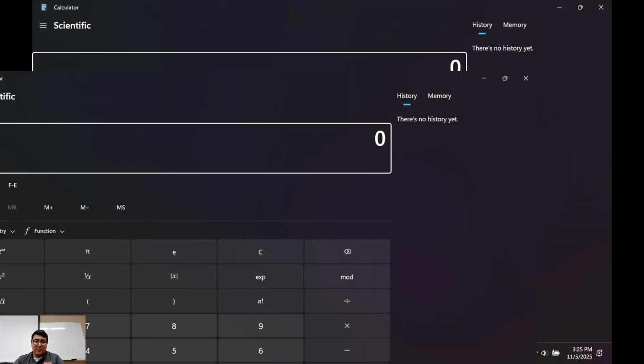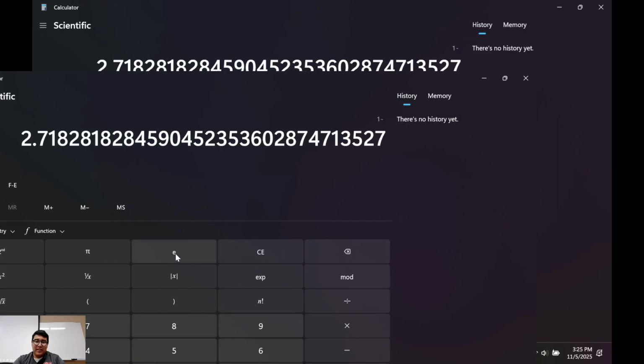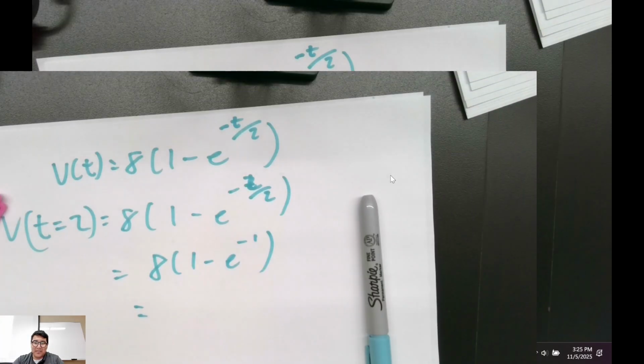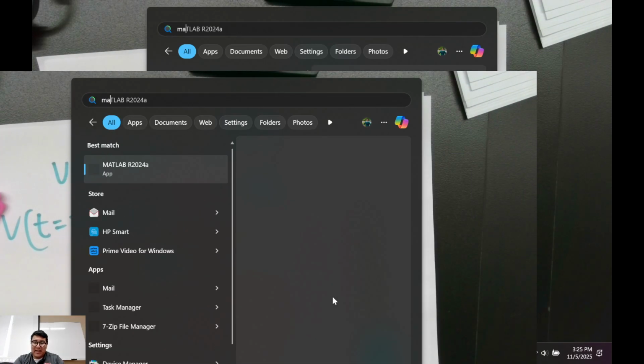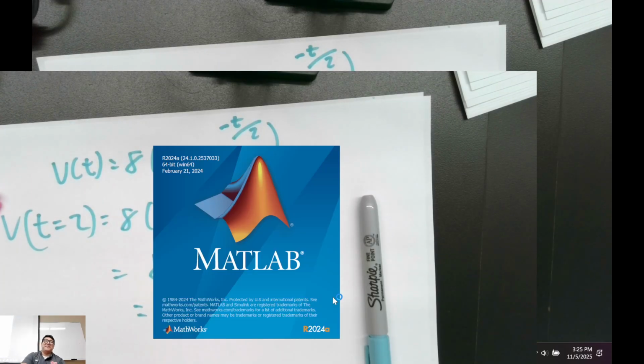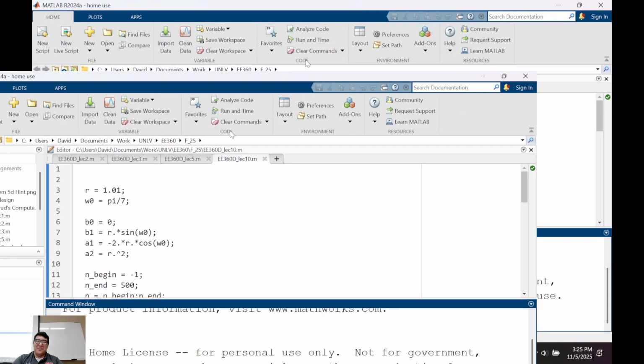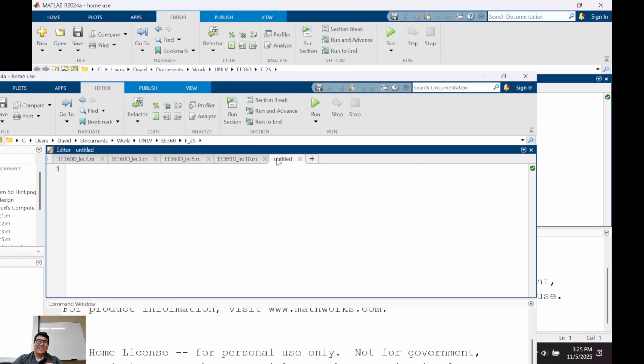Let me see. 1 minus e to the, no, I don't like that one. There's no other way to do this. MATLAB. It's my favorite best friend. You guys know what MATLAB is? It's a calculator. Oh, that's the answer to another class's discussion.